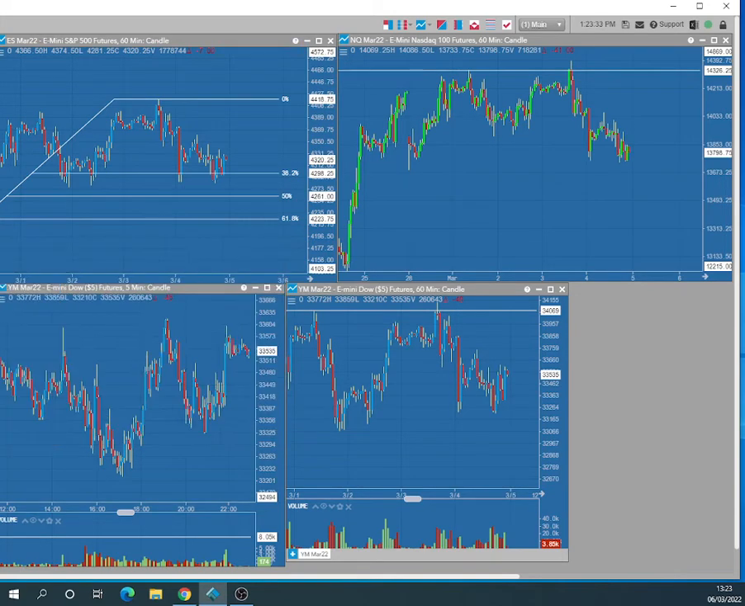Again, as I said the other times, it doesn't really matter what you think. It only matters what the market thinks or where the market wants to go. It doesn't matter 0% what you think.